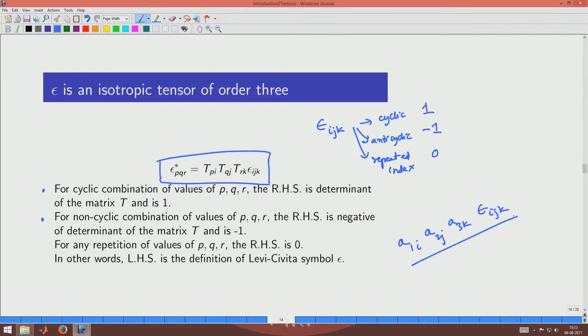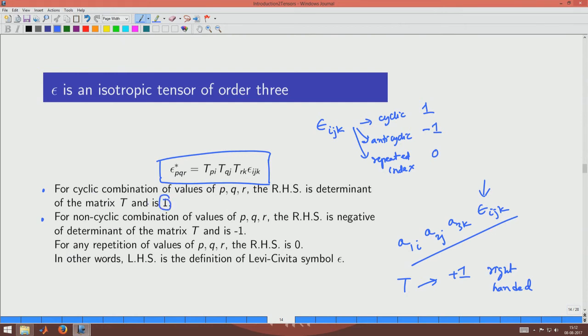So, this was the definition of the Levi-Civita tensor being used to define the determinant of a matrix A. So, we are using this definition to check. Now, we already know that the determinant of the transformation matrix T is +1 because we are using the right handed system, the right handed coordinate system. So, that means that whenever ijk are cyclic, then we get the value +1 here.